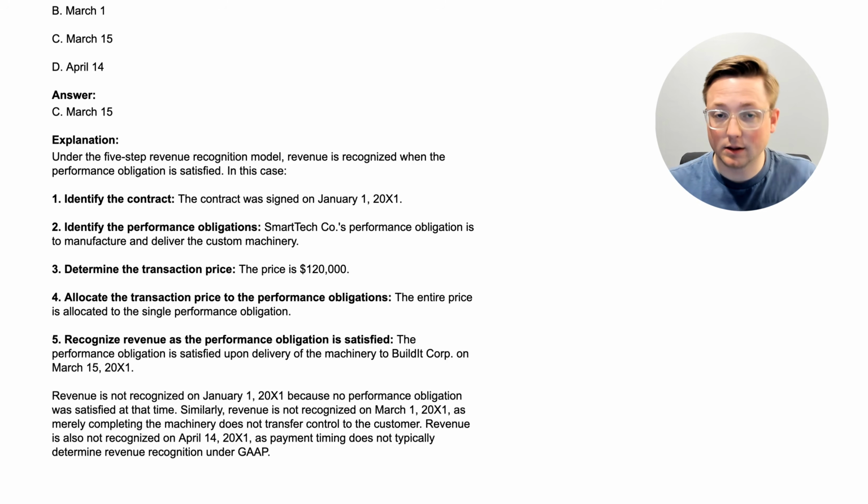So basically, what we learned in this question is when there is a specific point in time when the performance obligation is to be completed, once it's completed, that's when you recognize the revenue. So even though they finished making the machinery on one date and they got paid on another date, the date that they're going to recognize revenue is the date that they deliver the finished product to the customer. The date that your performance obligation is totally finished, that's when you can recognize revenue in this case.